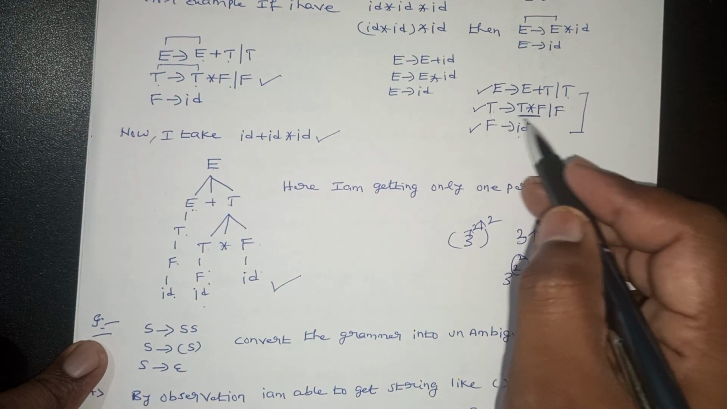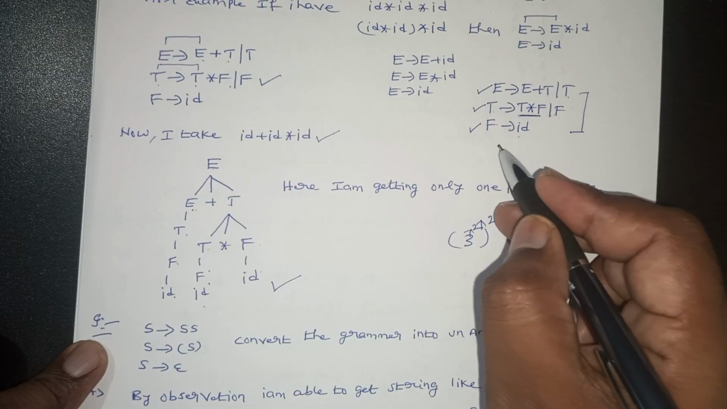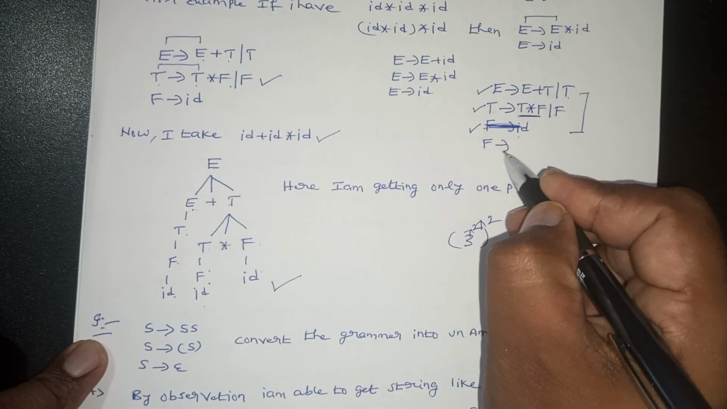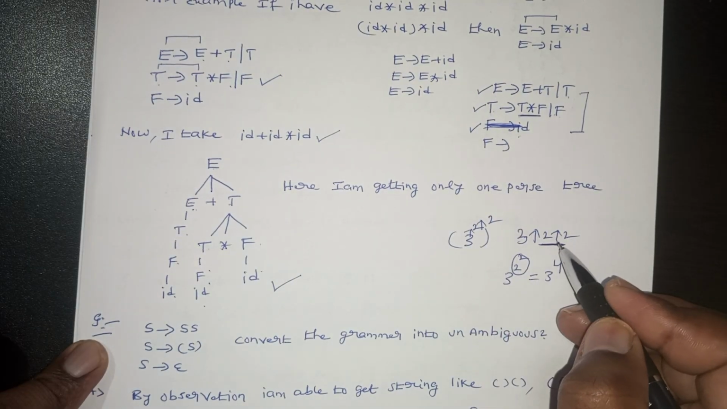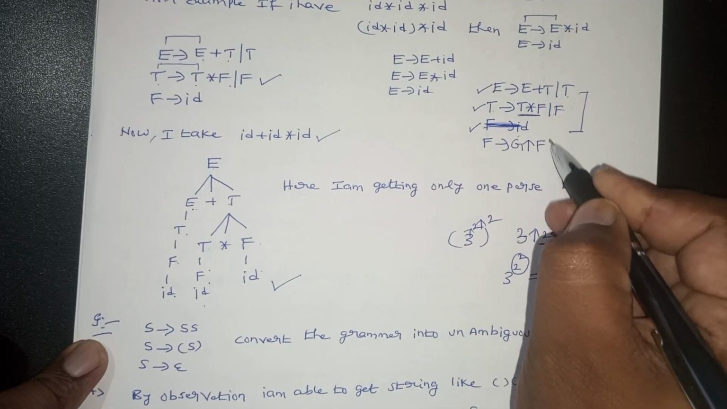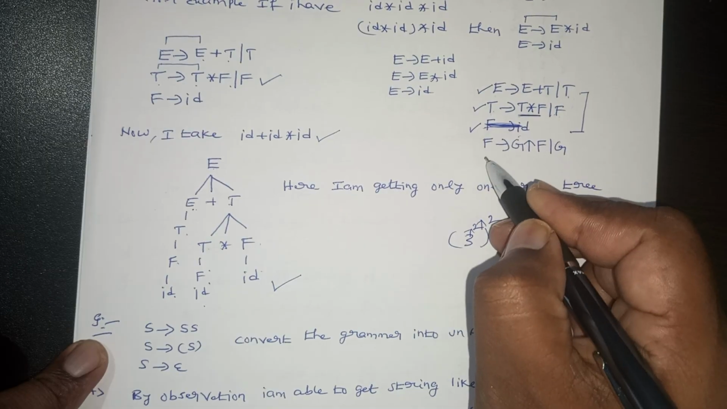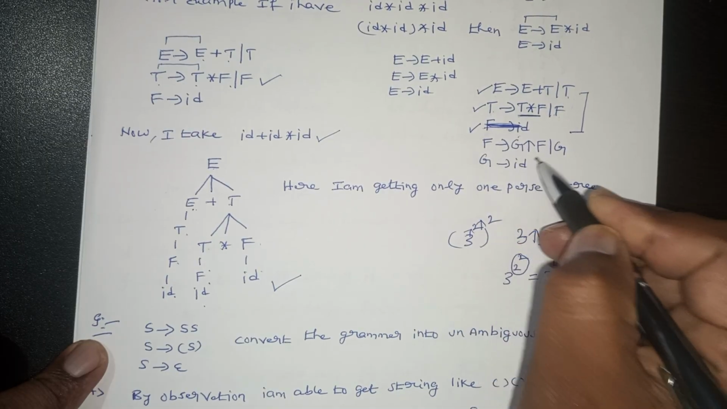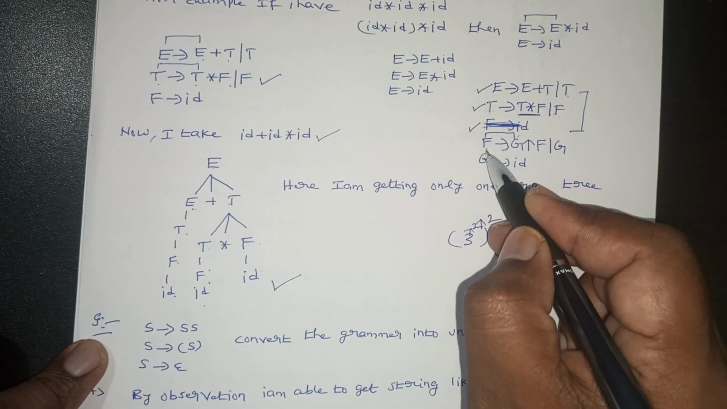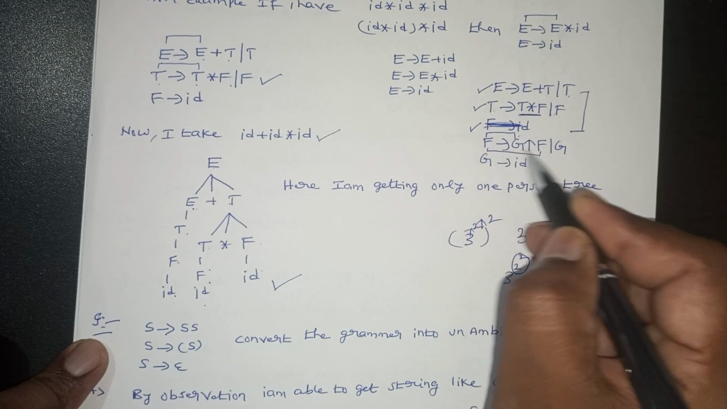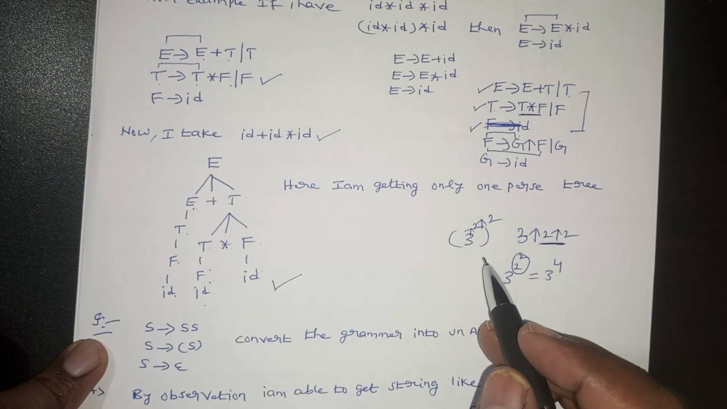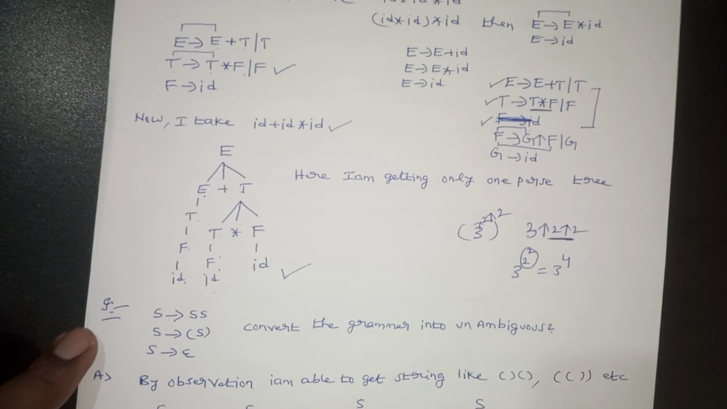Then you update the grammar like this. Simply I am adding one more rule here. So f tends to, this is right associativity. Then what will happen? f gives rise to G, then G tends to id. See, now this and this are not same, they are different. What are same? This and this are same. Why? Because it is right associativity. That is left associativity, right associativity.